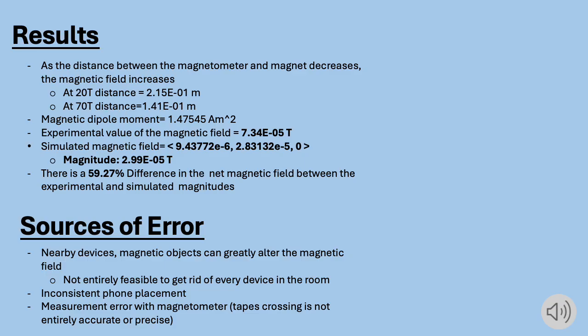Then here is the experimental value of our magnetic field, and then we compared that to the magnitude of our simulated magnetic field, and we got that there was a 59.27% difference. This could be due to many sources of error, such as nearby devices, because it's not feasible to just get rid of every device in the room. Also, inconsistent phone placement, because we can't exactly figure out where the magnetometer is. So these are some sources of error.